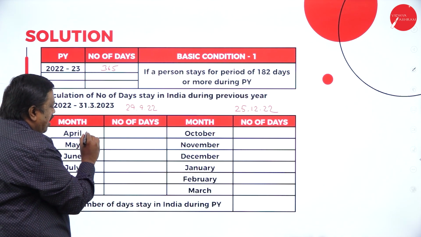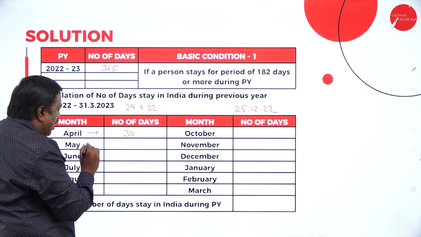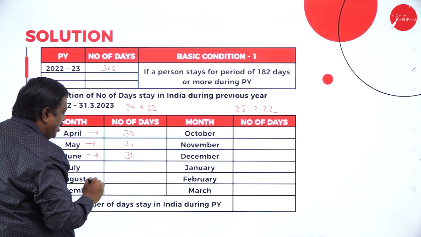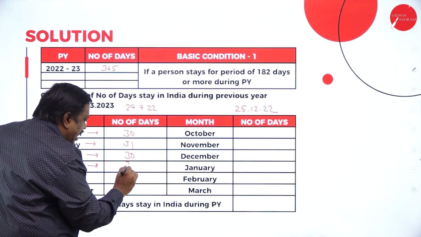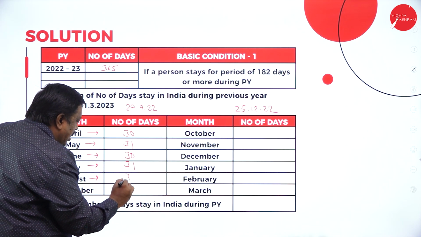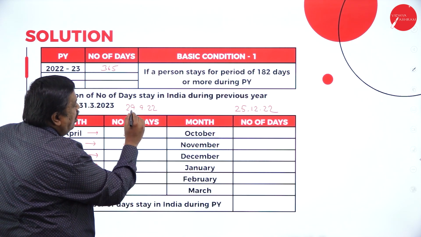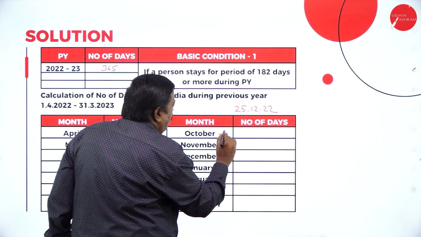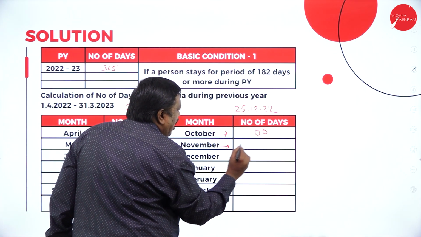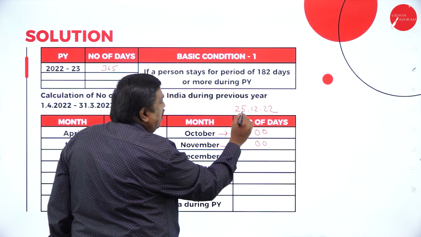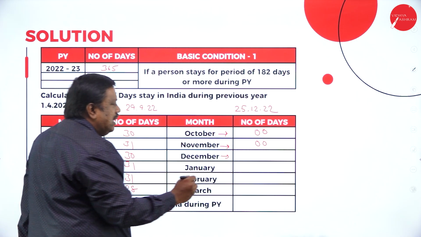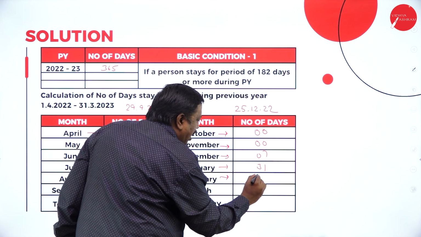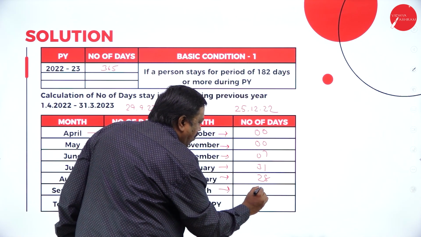So in the month of April, 30 days I was in India. May, 31 days. June, 30 days. July, I was in India. August, I was in India. September, I left on 29th, so I was in India for 28 days. October, I was not in India. November, I was not in India. December, 25th I came, so I was in India for 7 days. January, February, March, I was in India.